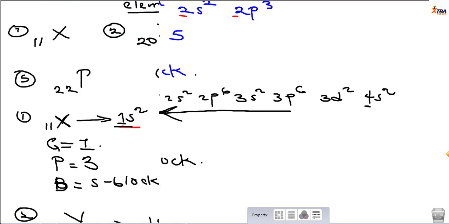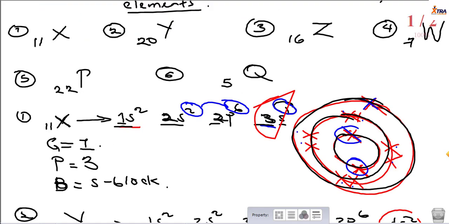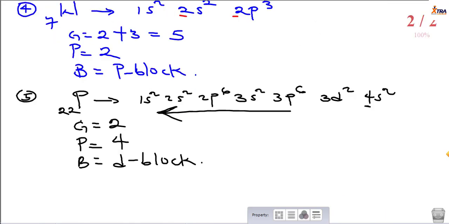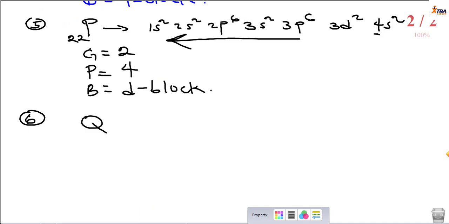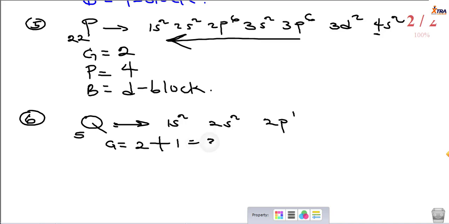And then finally, let's say, we still have more. Finally, Q. Q has an atomic number of 5. So let's see. This is 1s2, 2s2, 2p1. What is the group of these elements? Because you have 2 repeating twice, it means the group of the elements is 2 plus 1. You add up their indices, and that is group 3.